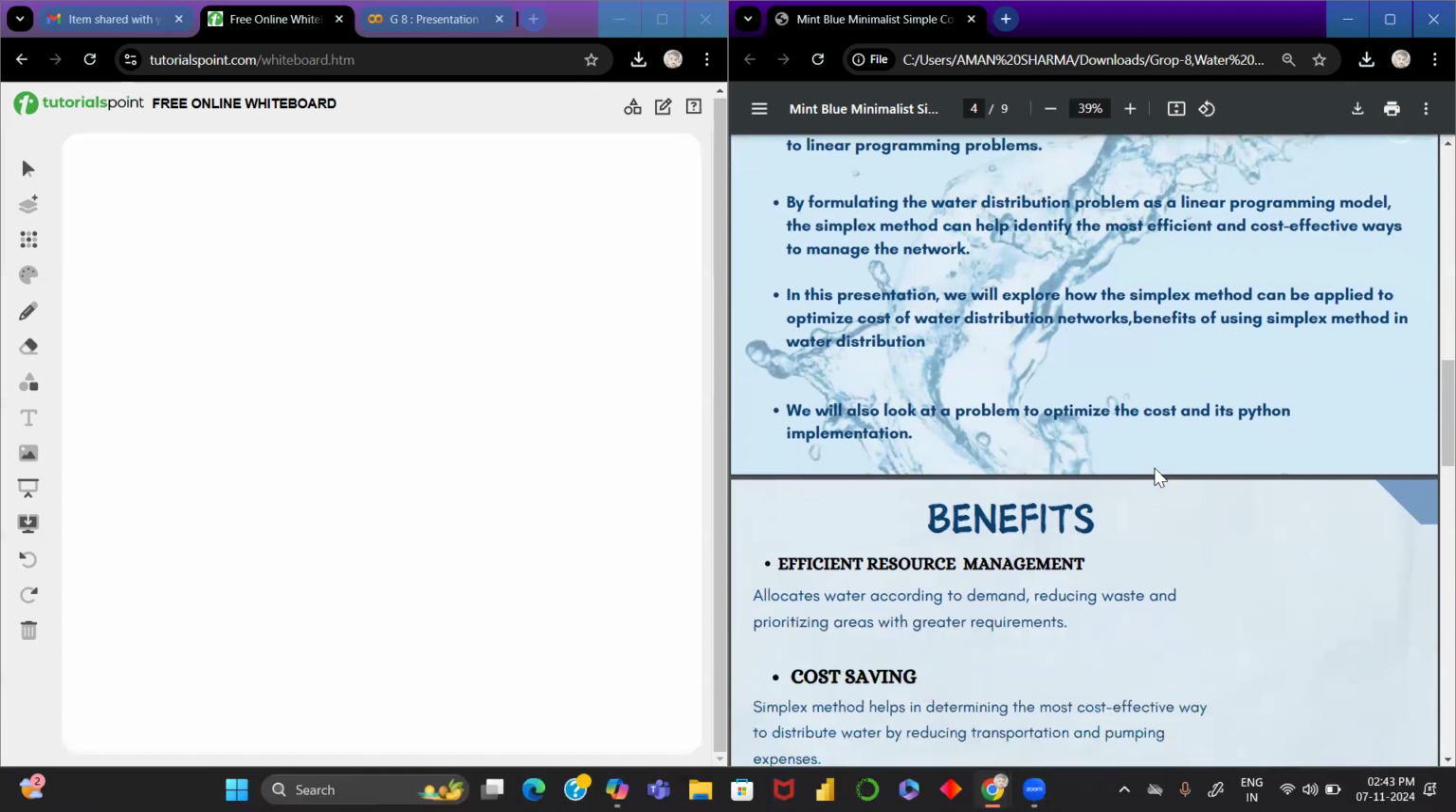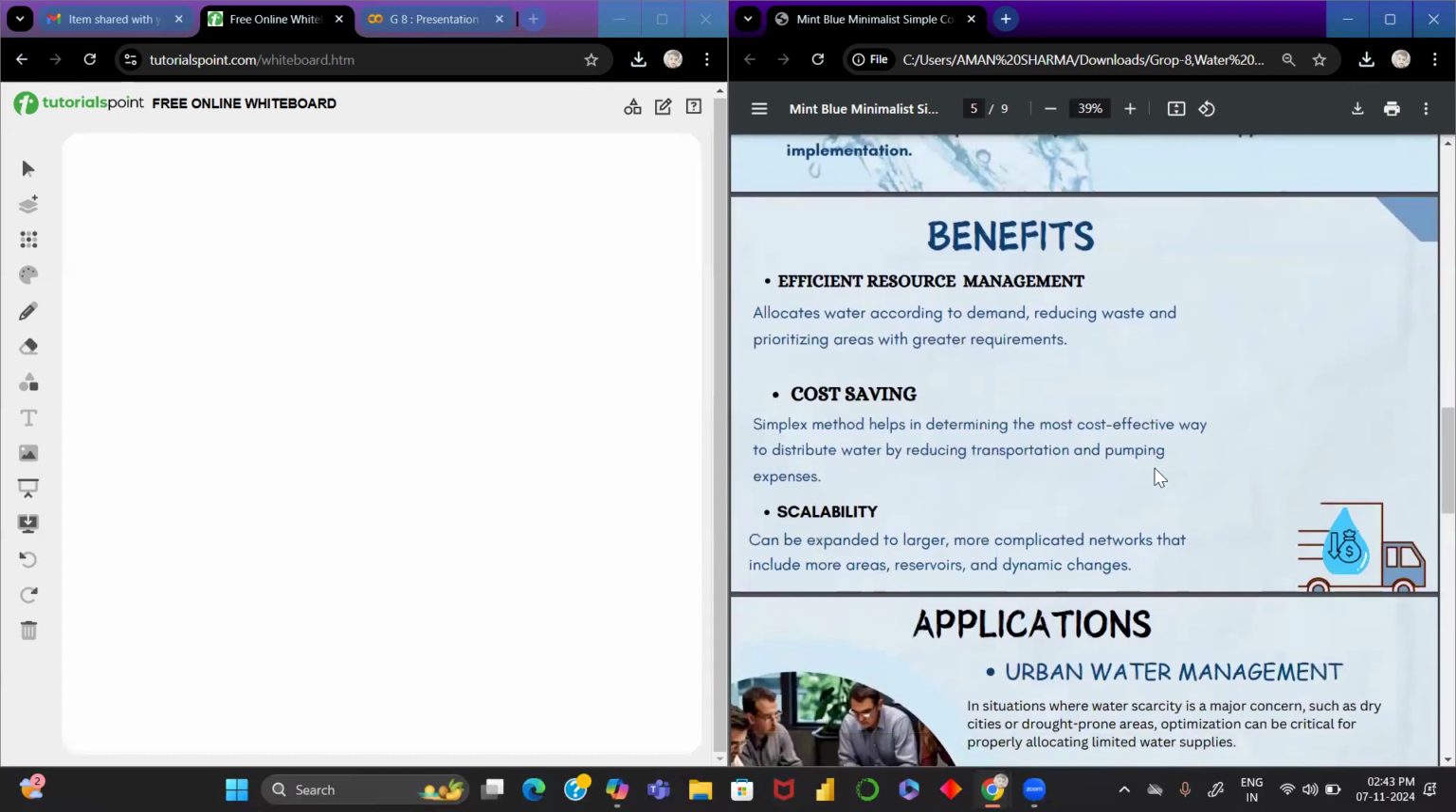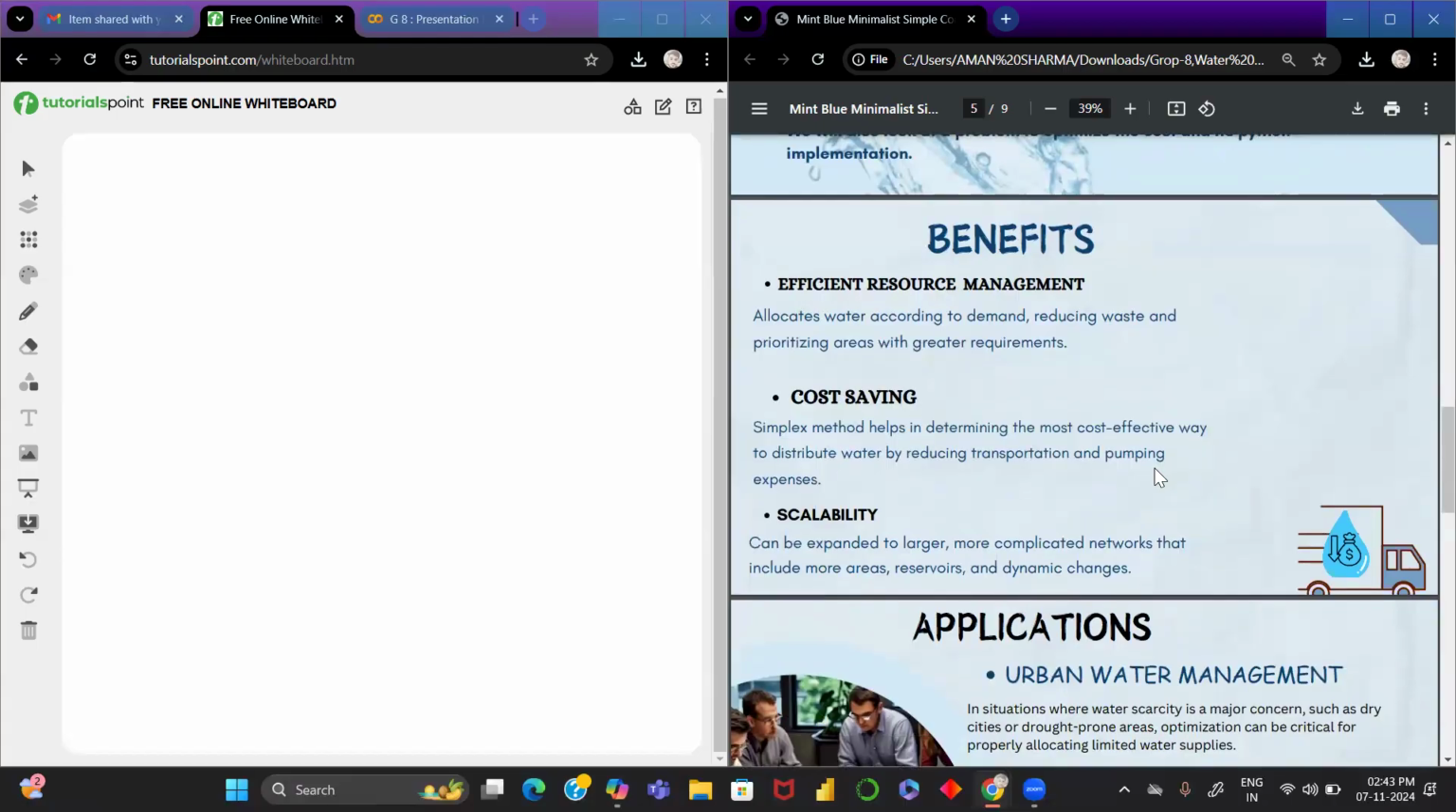Next, we will look at the benefits of using the Simplex method in water distribution. The very first one is efficient resource management. Efficient resource management in water distribution is very critical for ensuring that there is a reliable water supply for every area. By adopting efficient water resource management systems or models, it will help in allocating the right amount of water to the areas which are in more need than the others, which will reduce the wastage of water. The next benefit will be taken by Amrita.